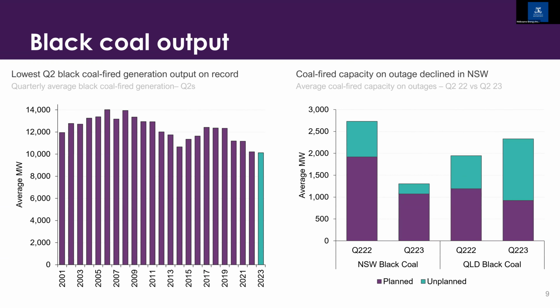Okay, so I'll spend the next couple of slides talking about the black coal fleet because it was quite significant to understand how the prices have changed from Q2 22 to Q2 23. The chart on the left just shows the average black coal fired generation output across the NEM going back to 2001 for Q2s. So we can see this is the second lowest Q2 on record, lower than last year, which last year was the record then and was beset by coal outages and availability, which I discussed earlier.